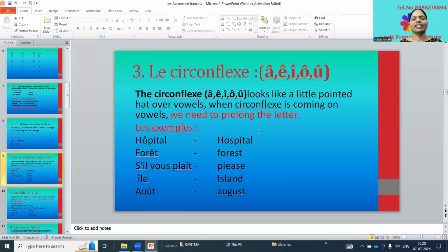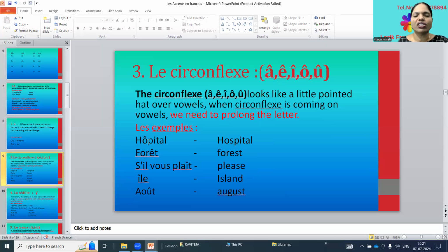Let's see examples. Hôpital: the H is silent. Hôpital means hospital. Forêt means forest. S'il vous plaît means please. Île means island. Août, with A-O-U and a circumflex, means August. We have to prolong the letter.